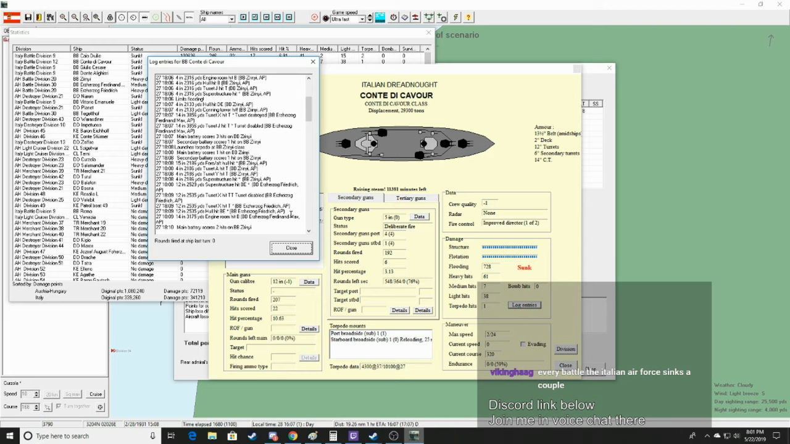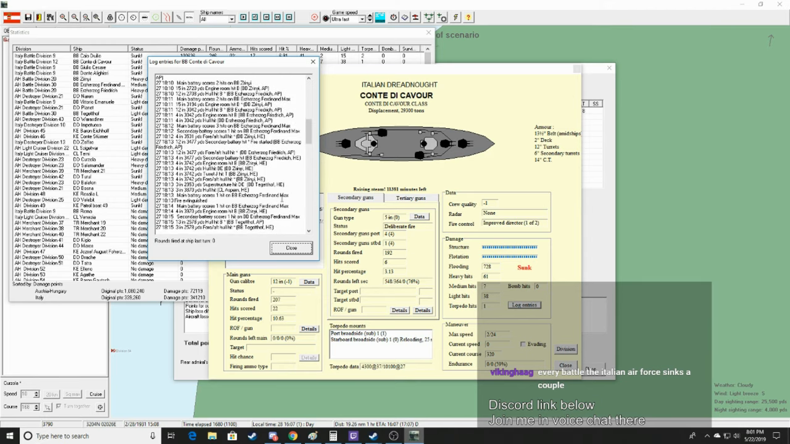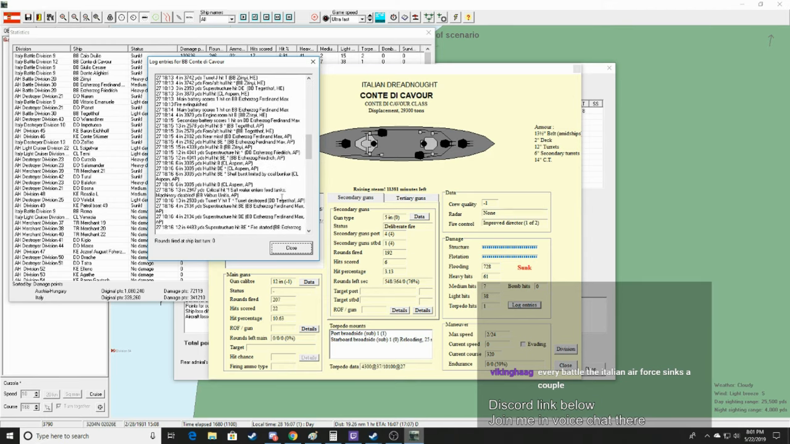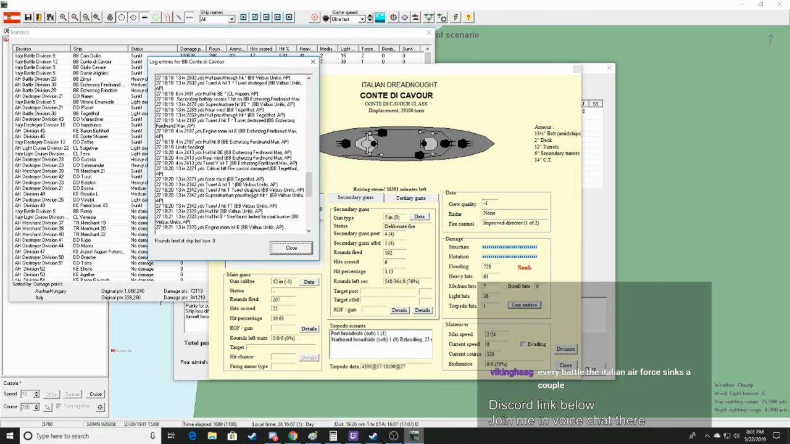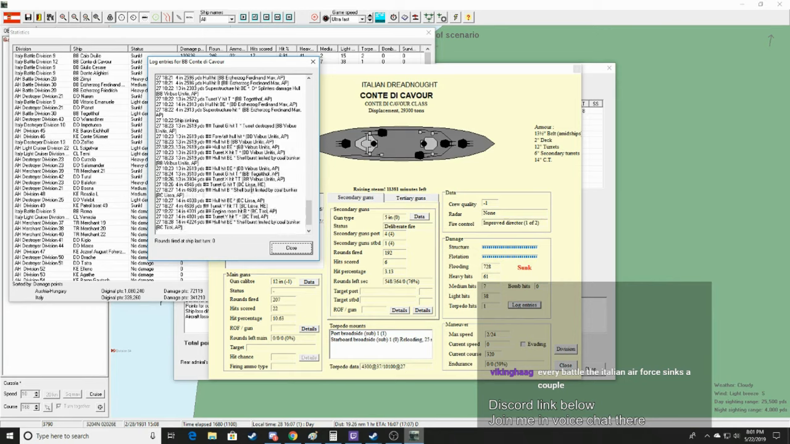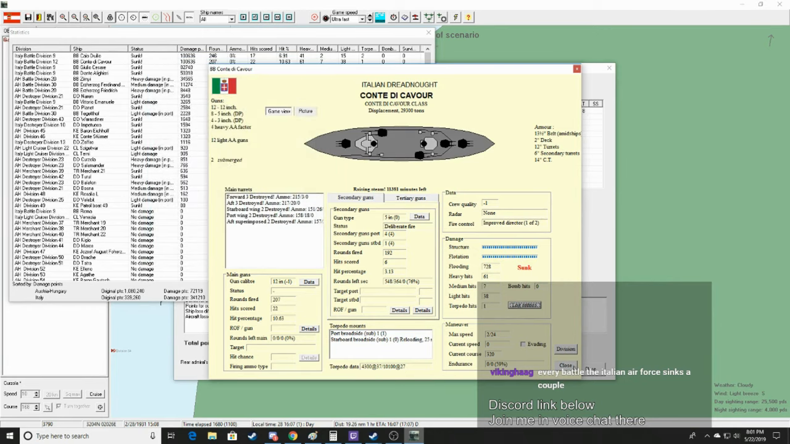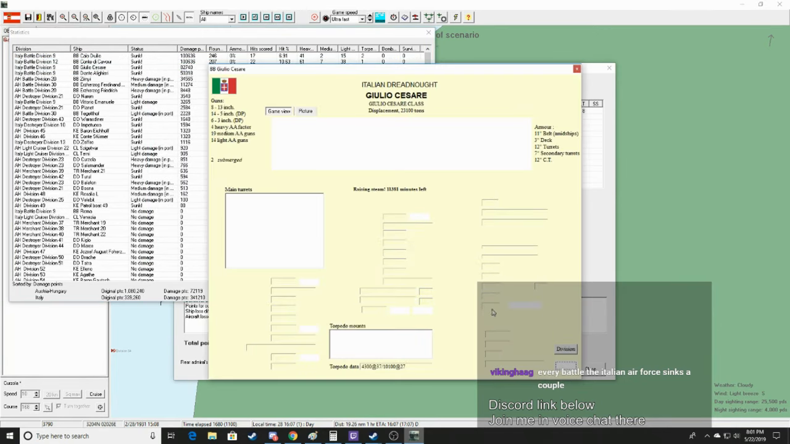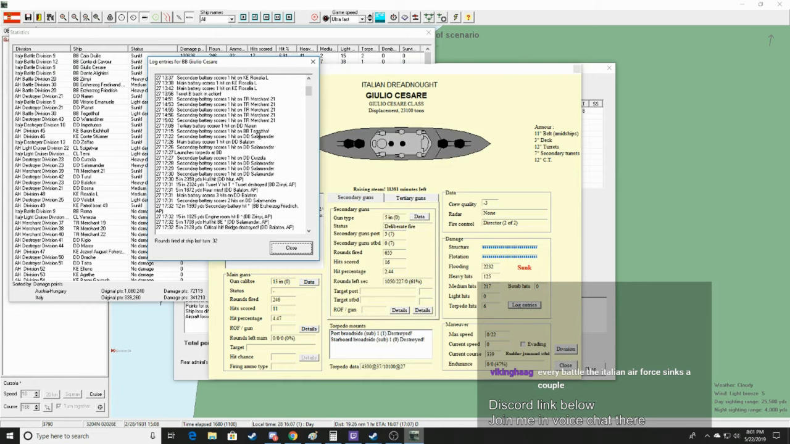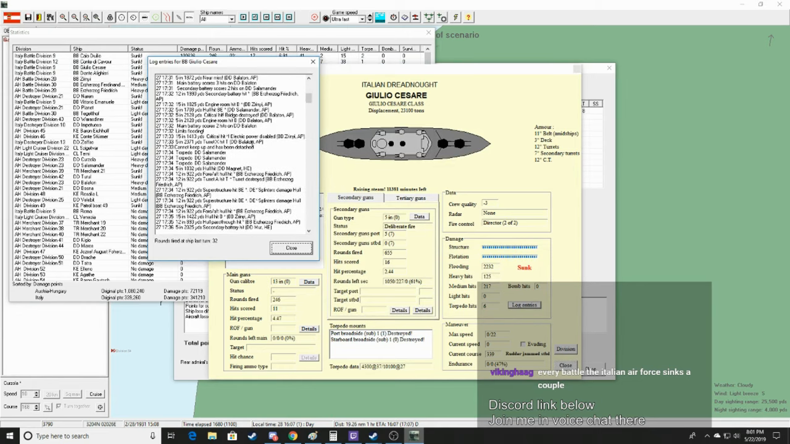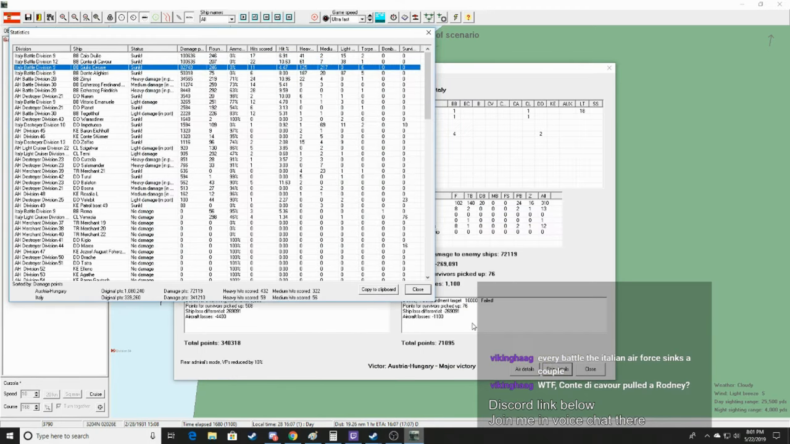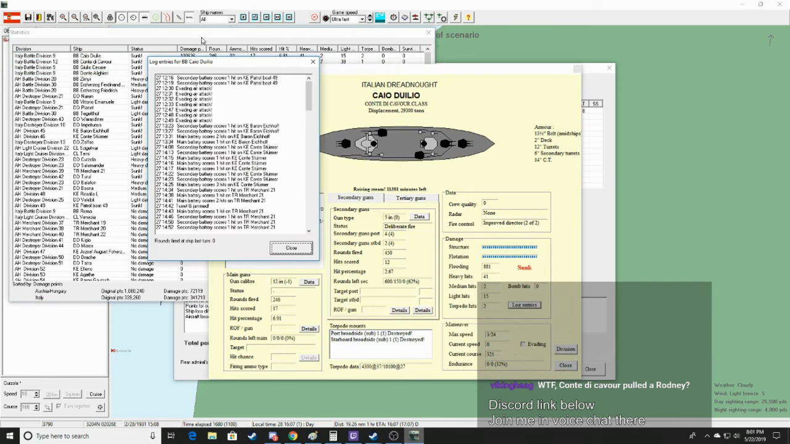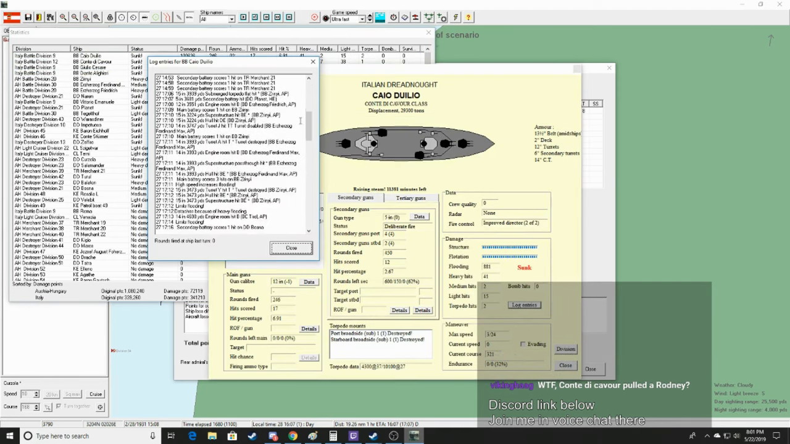Every battle the Italian Air Force sinks a couple. So the single torpedo hit we got on this guy, was it before he was sinking? No, it was after. That was T-22. I just want to see, did any of our battleships get a torpedo hit? That was all Salamander on that guy. Conte di Cavour pulled a Rodney. Yep. I'm curious if any of our battleships scored any torpedo hits now.